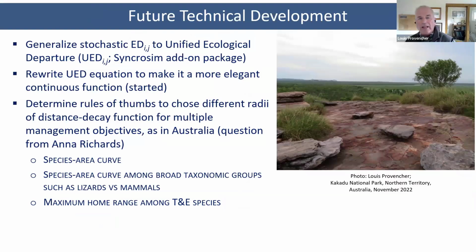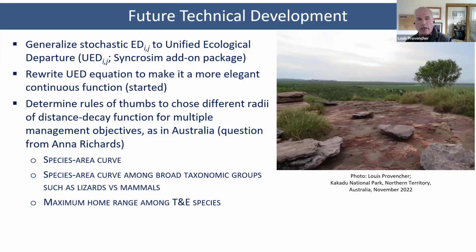What we want to do is that we may want to generalize. This is future steps. So this is strictly ecological departure, or it's not unified ecological departure. And I'm thinking we may want to generalize this with ecological departure and with unified ecological departure. So that's not done yet. I want to rewrite the equation to make it more elegant and all that, if we go down that route.